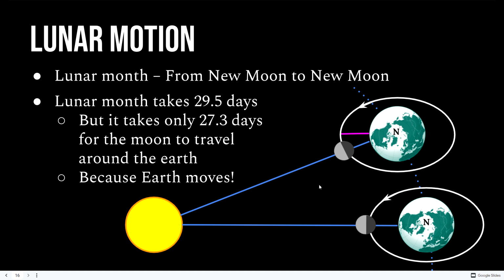Our months are generally 30 to 31 days, so we'll have some months where we'll have 2 new moons in it. So 27.3 days to go around the Earth. It takes 29 and a half to go from new moon to new moon. So we also may have some months where you don't see a new moon.